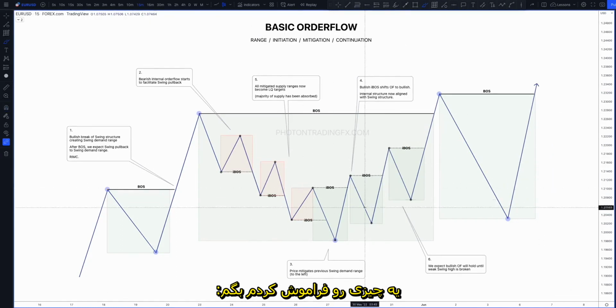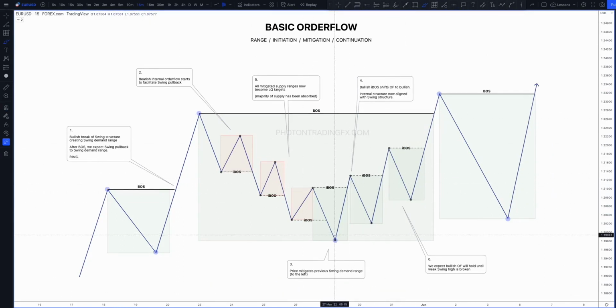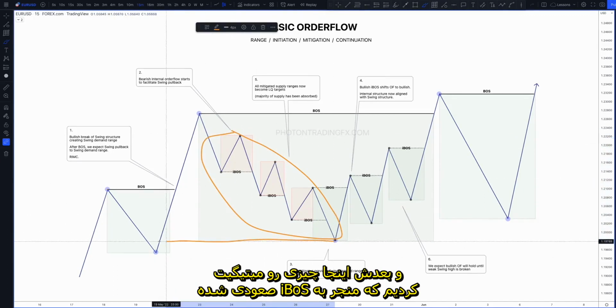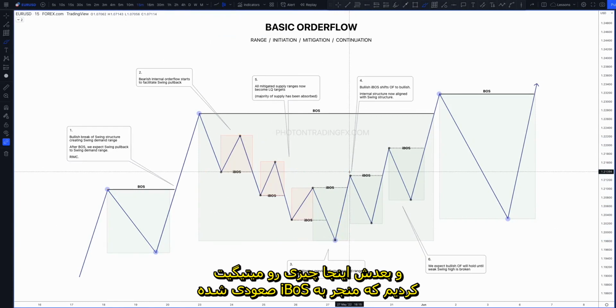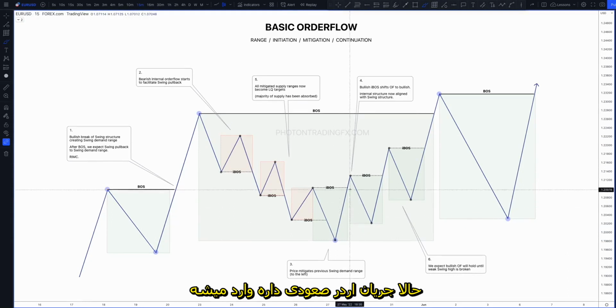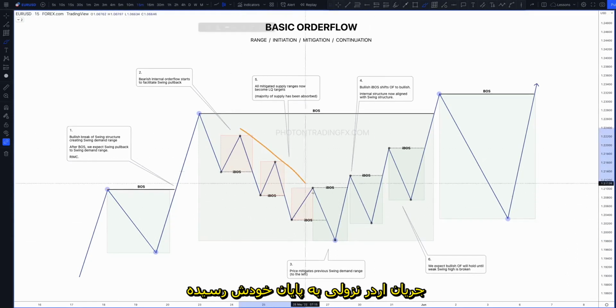So yeah, that's pretty much it. The only other thing I forgot to say was that when we have this bearish order flow here and we're pulling back, right, and then we mitigate some demand within here that then leads to the bullish internal breaker structure. The internal structure is then aligned with the swing structure, and we now have bullish order flow started to kick in. The bearish order flow has now been disrupted and has ended.